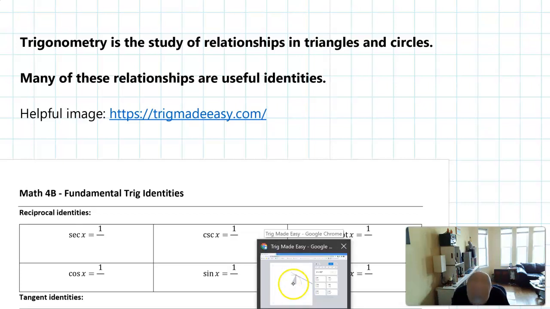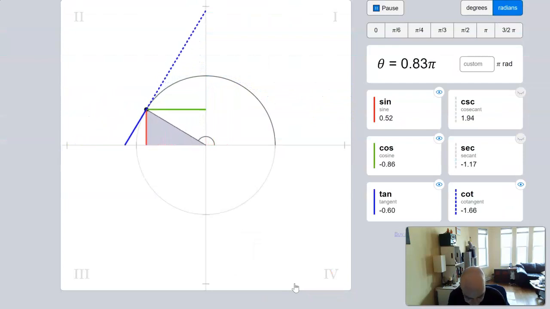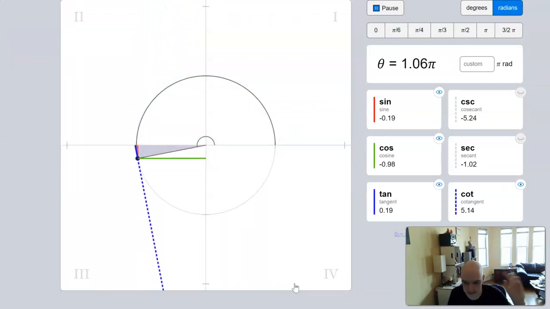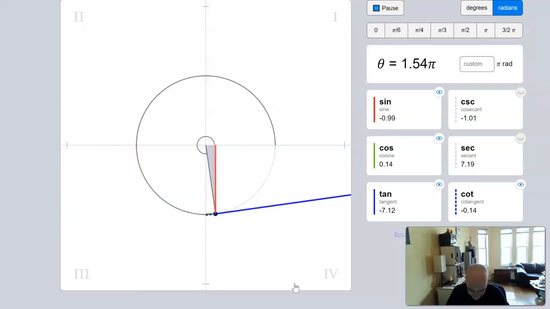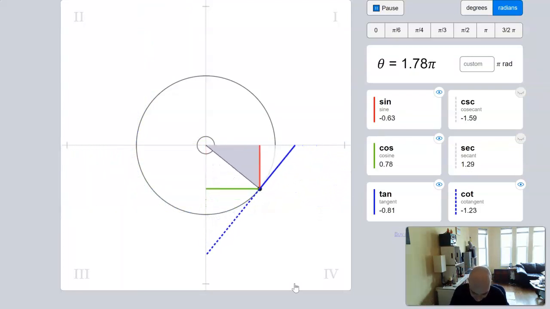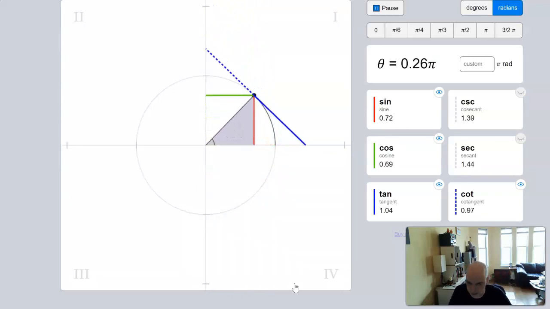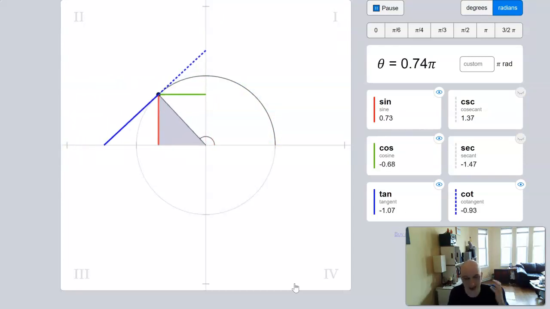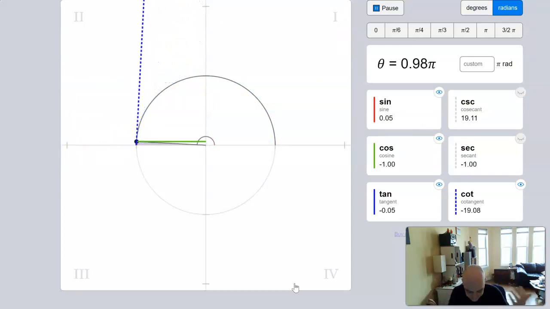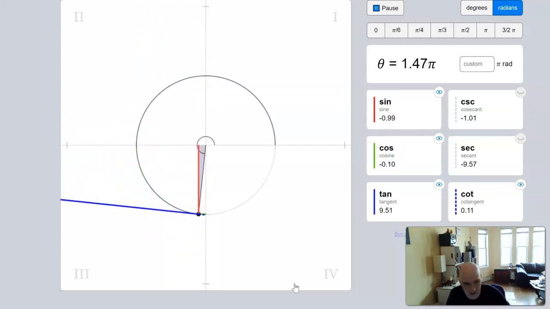I'm going to show you an animation that I did not make, so full credit to the author. I'll post a link to this site in the video notes, as long as it's still up. And this is what I mean by triangles and circles, right? We have a point moving around a circle, angles from 0 to 360 or 0 to 2 pi in radians, and we have these values sine, cosine, and tangent that correspond with different lengths in different parts of the circle. And we've looked at some of these definitions already. Sine is y, cosine is x.